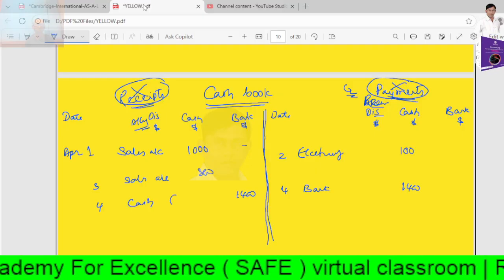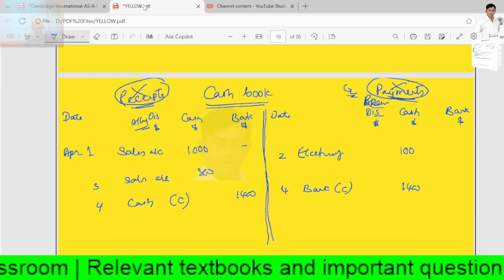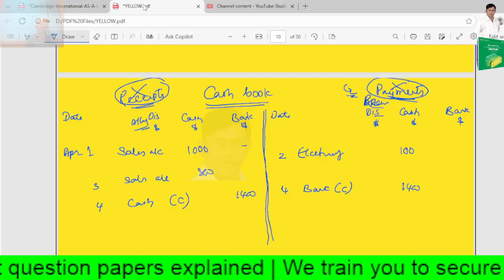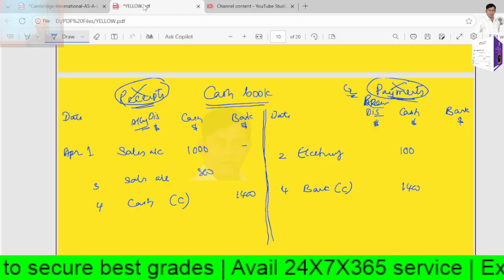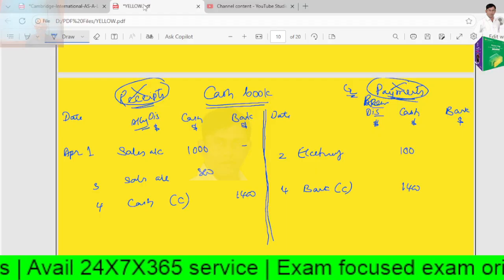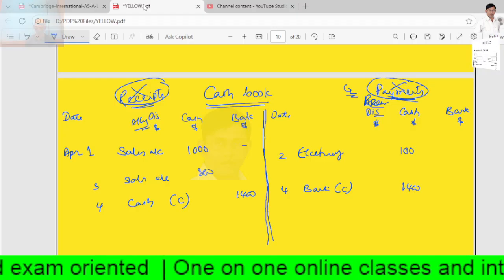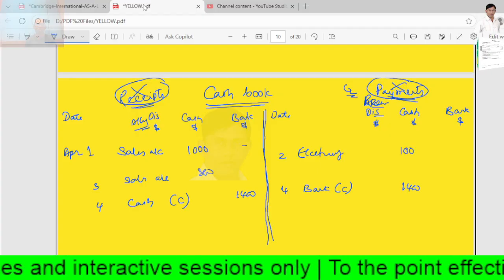And this is called contra. So you have to write C here. Contra means it is affecting both the cash account and the bank account on opposite sides. So this entry will go nowhere else, but is only affected in the cash book and bank book. That's why it's called a contra entry. Money is going out from cash and coming into bank.